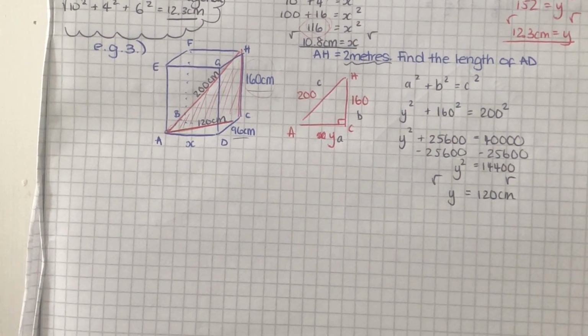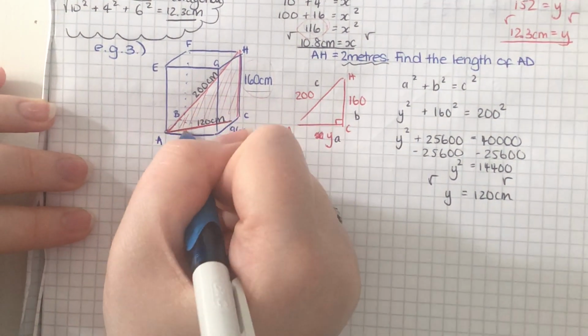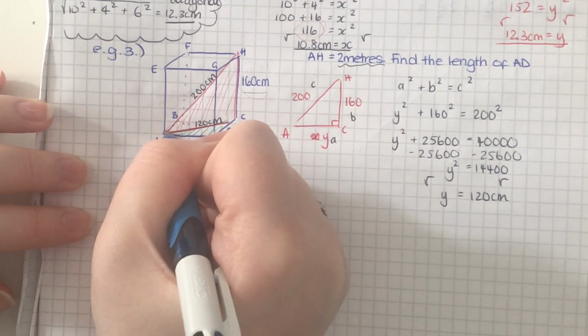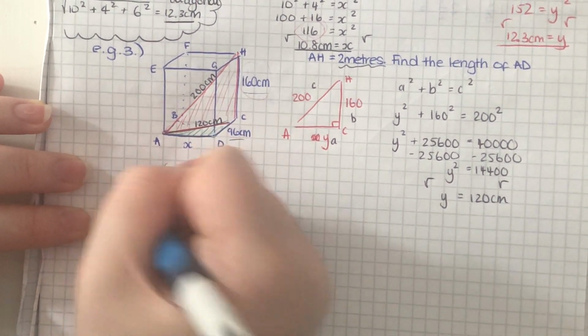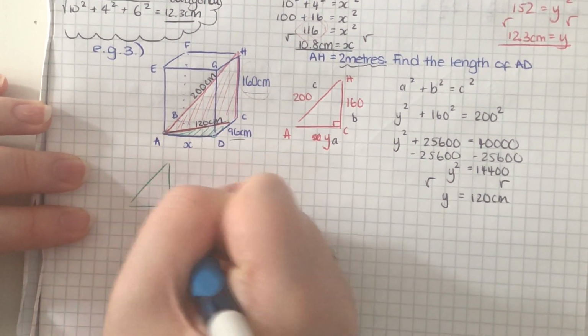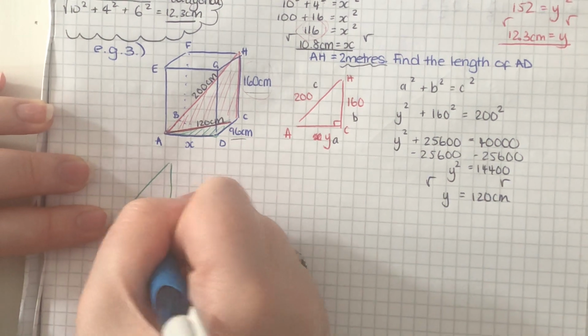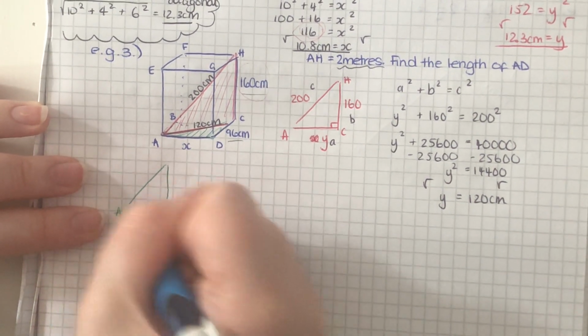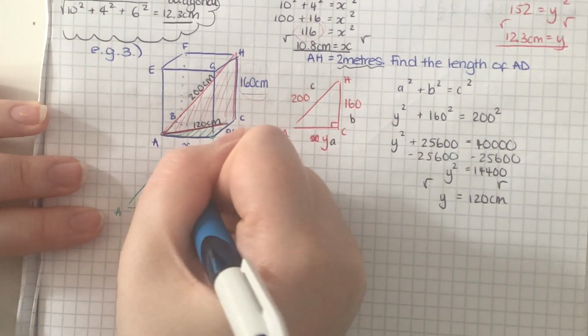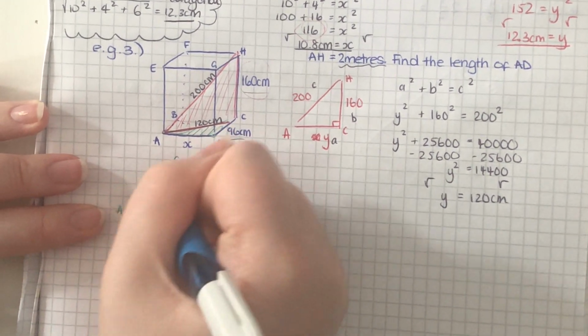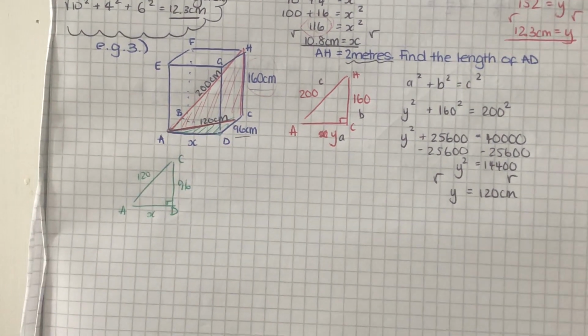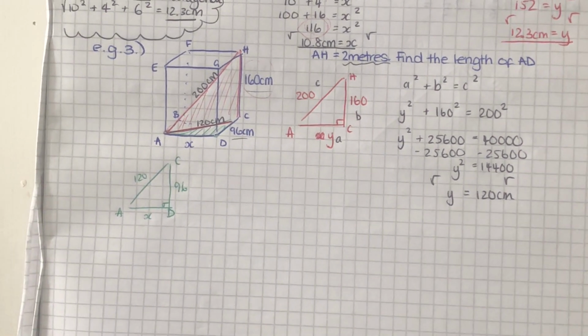Okay, but we haven't actually got the answer. We're now going to be focusing on the little triangle here, on the base. So I'll draw it. Can you see over here? Yeah. Okay, so X is what we're looking for. Let's label it A, D, C. So that is 96, and this one is 120. We need to work out what X is.